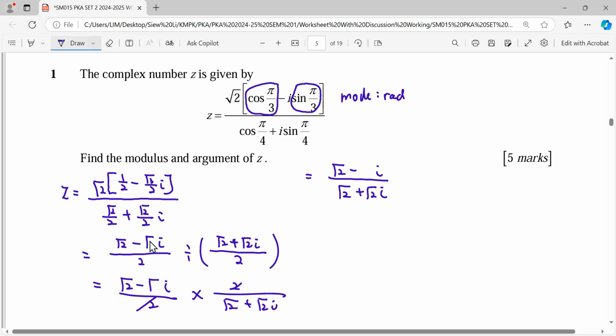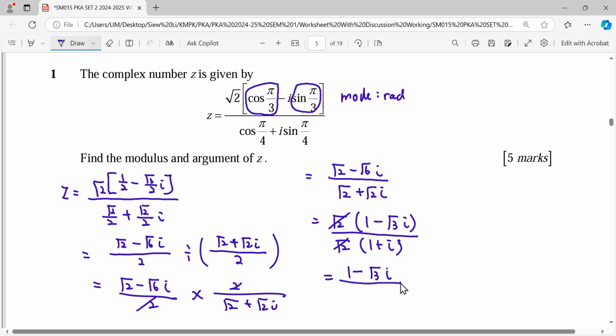So this one, 2, 3, 6. So 2, 3, 6. We can still factorize the 2. 1 minus root 3i. So 2 can be simplified. The simplest form of the value with 1 minus root 3i over the denominator, it will be 1 plus i.